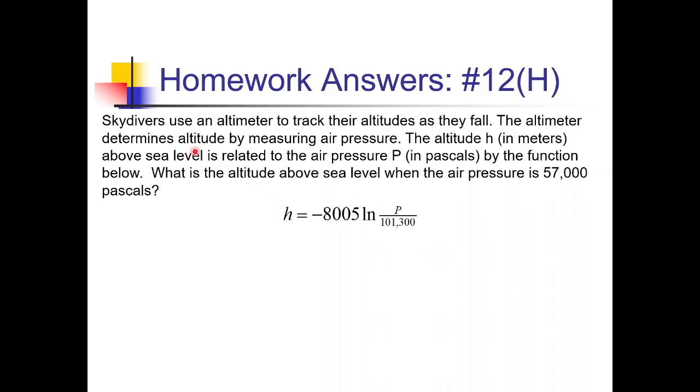For this one, they're talking about skydivers. They say they're using an altimeter to track their altitudes as they fall. The altimeter determines the altitude by measuring air pressure, interestingly enough. So the altitude is related to the air pressure by this function here. And the air pressure is in pascals. So we want to know the altitude above sea level when the air pressure is 57,000 pascals. So apparently you plug the air pressure in here and it figures out how high above the ground you are. That's kind of cool. So all we have to do then is replace P with 57,000 and calculate this out.